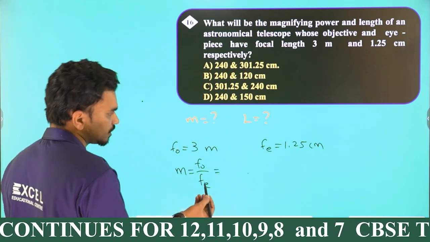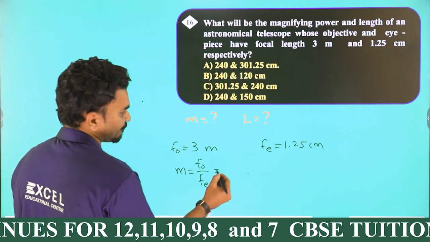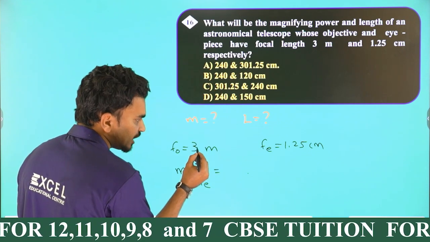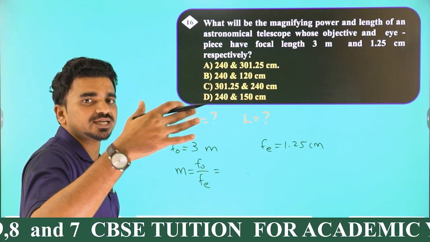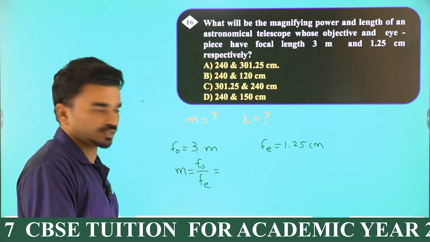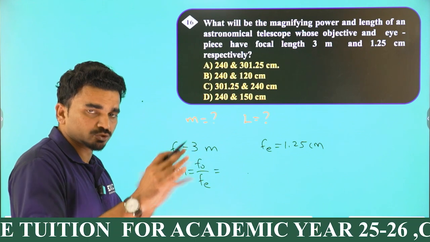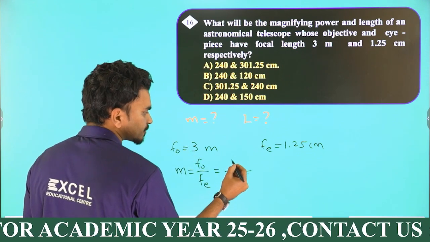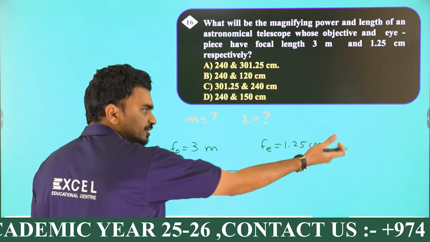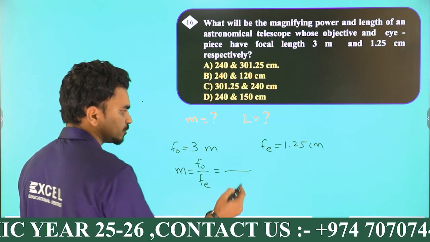Okay, don't feel confused. You have to do this one. I think we will get the answer directly. Fo is, but we should be very careful. Fo in meter, Fe in centimeter. We can't divide two numbers having different units. Make both of them in the same unit. So let me convert 3 into centimeter, or you can convert centimeter to meter, whichever is comfortable. No issue.